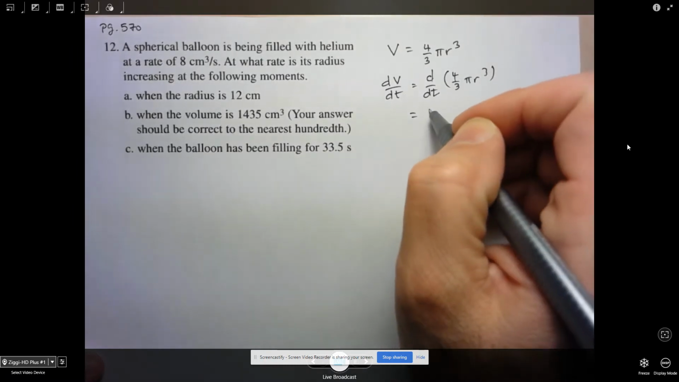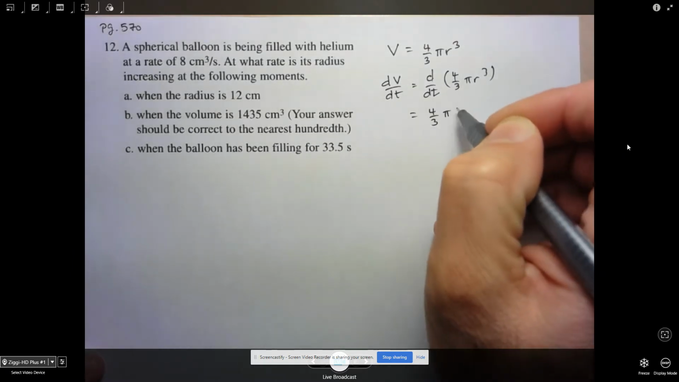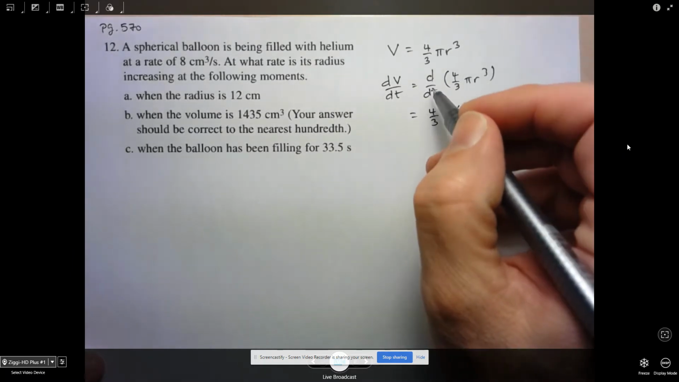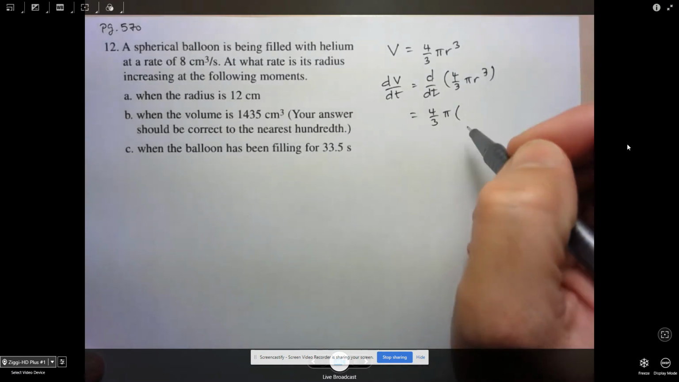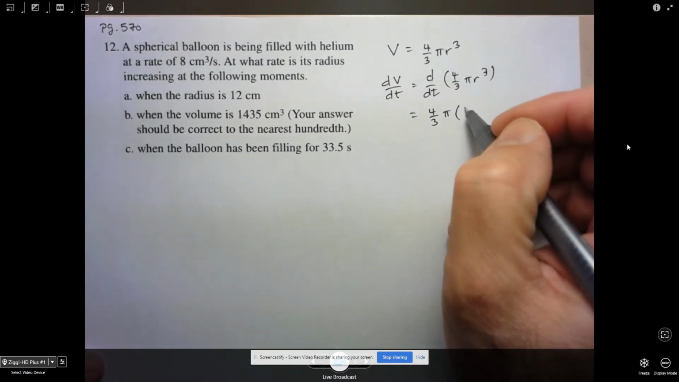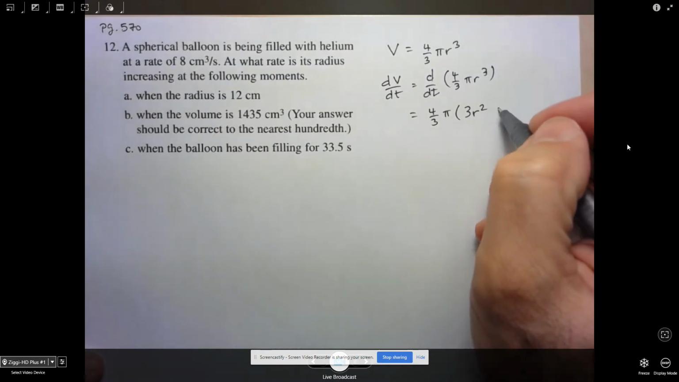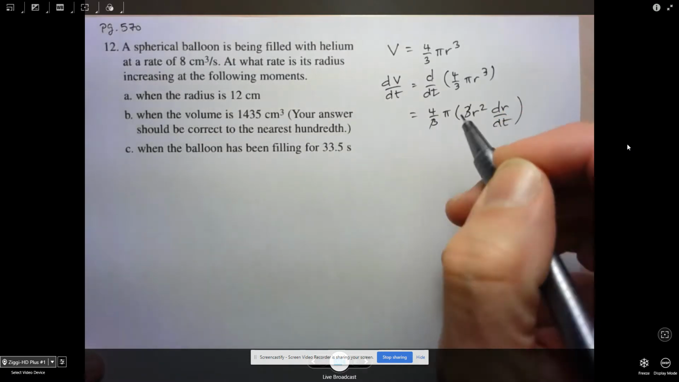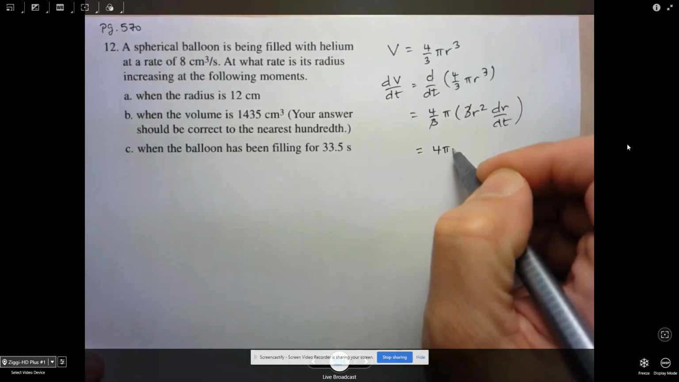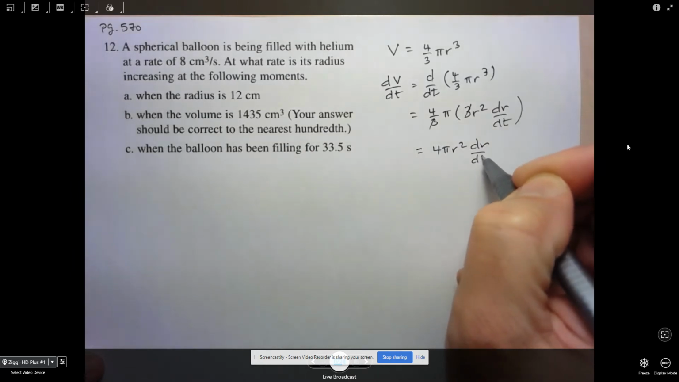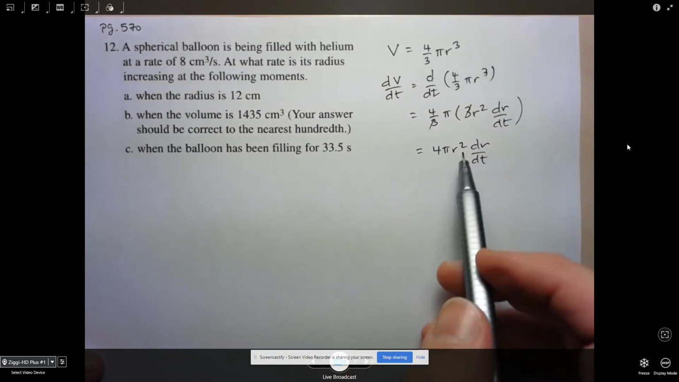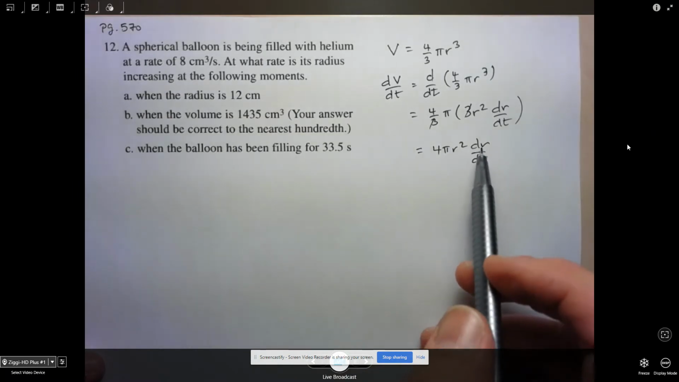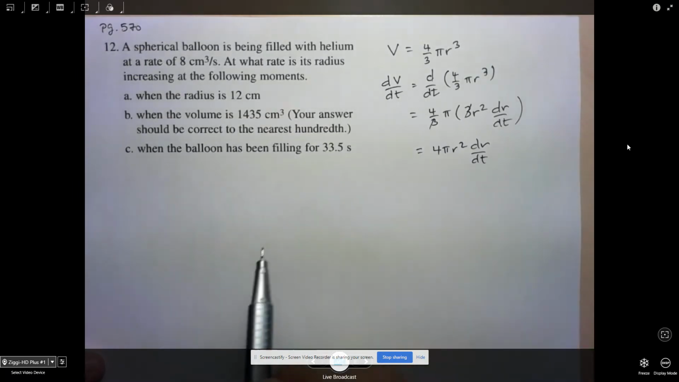Okay, 4/3 pi is just a constant. And so I'm taking the derivative of r cubed with respect to time. So I'm going to have to use the chain rule here. So first take the derivative of r cubed, 3r squared, and then multiply that by the derivative of r with respect to t. Okay, do a little bit of simplifying here. So we're left with 4 pi r squared dr/dt. All right, so here's our related rates equation. And we see that along with the two rates, we also have the radius variable in there. Okay, so that's why we need some more information in order to solve this problem.